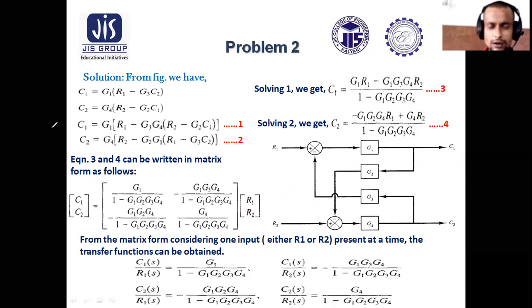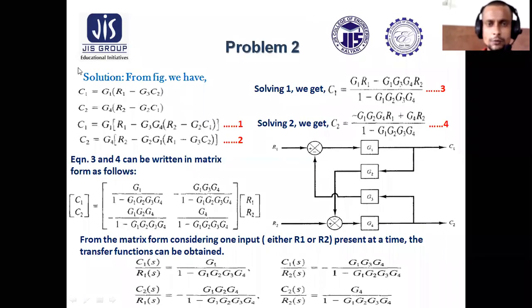So what we discussed today? Today we discussed how to get the overall transfer function of a complex system. In the first problem we discussed single input, single output systems transfer function determination. In the second problem we discussed multi-input, single output systems. In the third problem we discussed multi-input, multi-output systems. So for today this is it.